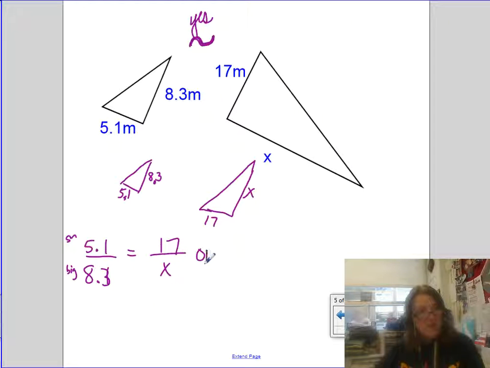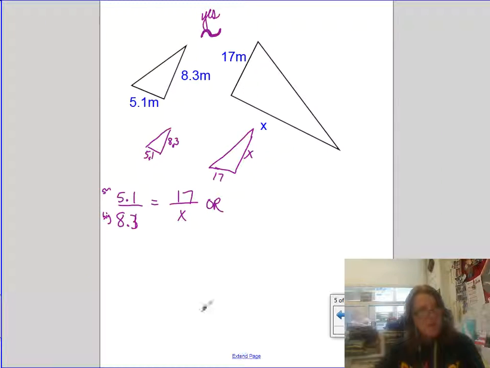You don't have to write both of these options down, but I want you to realize there are a bunch of ways to set it up, and they both work the same. Or, if you'd rather, you could say the little side on this triangle matches up with the little side on the other one. So 5.1 is to 17 as the big side, 8.3, is to the other triangle's big side, x. Regardless, your cross products are exactly the same. 5.1 always multiplies the x.